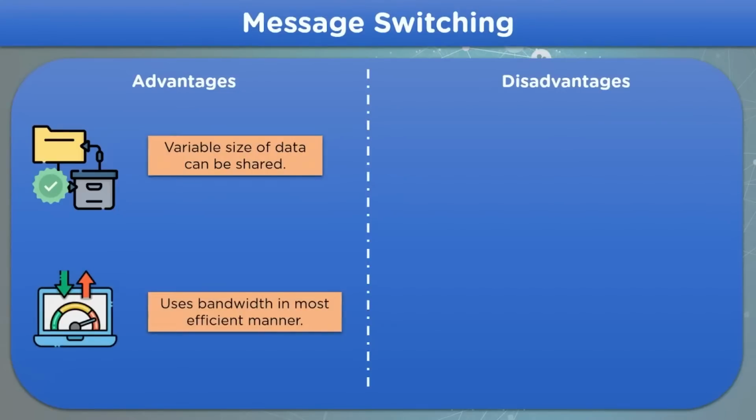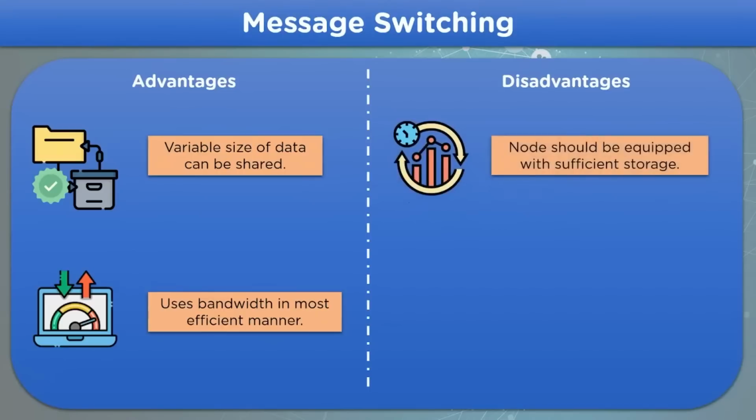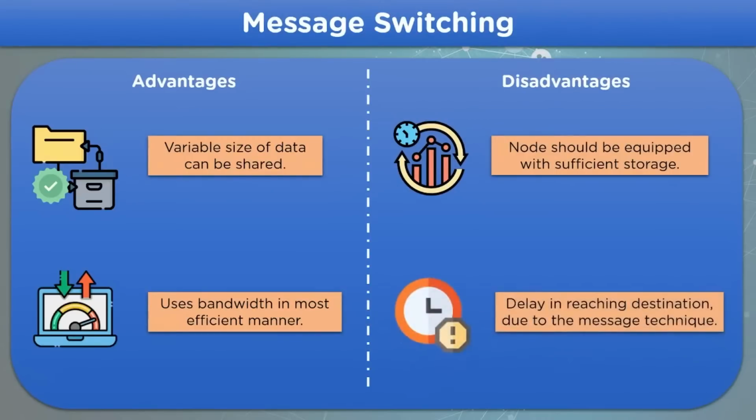Now let's look into some disadvantages. For message switching, the nodes that are known as the switch nodes must be provided with sufficient storage memory. There is a delay in reaching the destination due to this technique, that is, the message has to stop at each of the switch nodes before it is transferred over to the destination node.